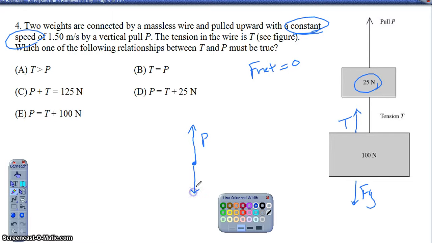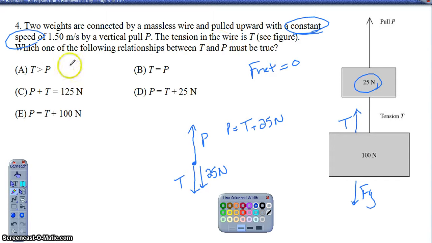I have both tension T and the force due to gravity, which I know is 25 newtons pulling downward. And again, because it's moving at a constant velocity, I know the net force is 0. And therefore, all of these add up to be 0, which tells me, more importantly, that P is equal and opposite to T plus 25 newtons, right?